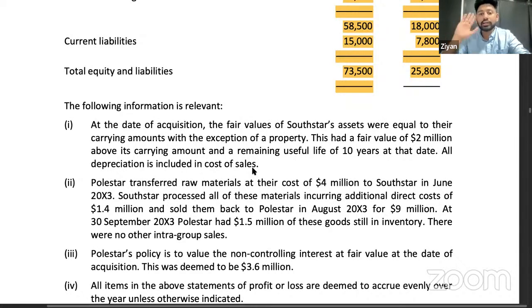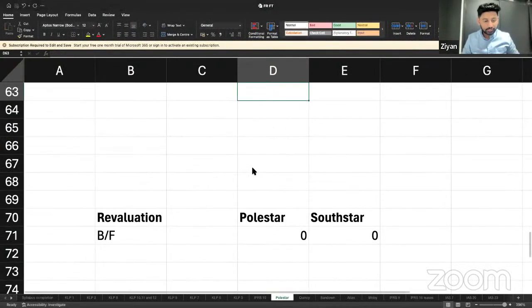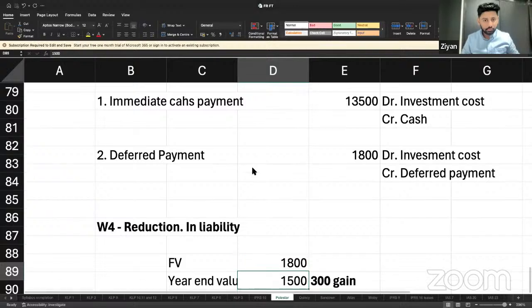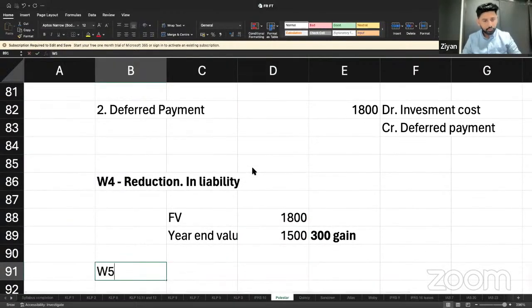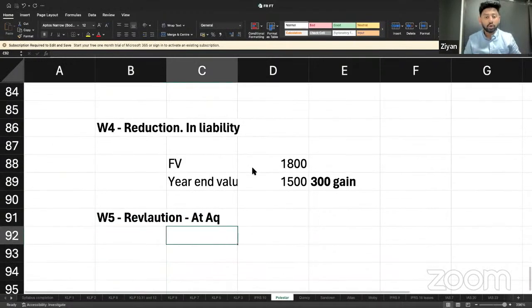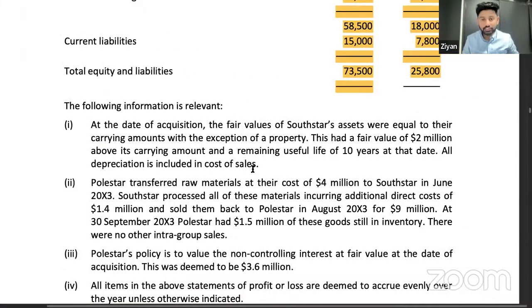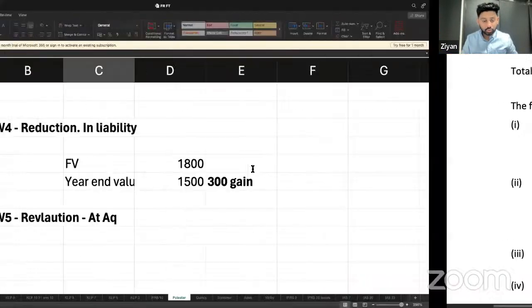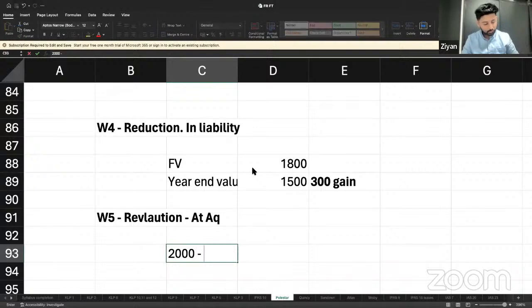They are talking about a revaluation. Okay. W5 revaluation. But when is this happening? At acquisition. So don't forget AQ. It's relevant for our goodwill. How much is it? 2 million. So 2,000 revaluation. Okay. Keep your pens down.